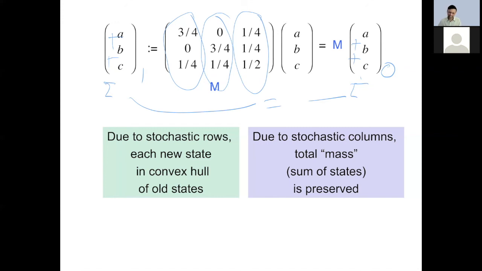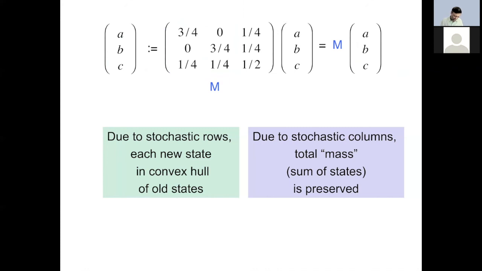Another way to say that is that the sum of the state variables at a given time, the mass of the system, is preserved because the columns are all stochastic. And this holds for any iteration. It holds from iteration 2 to 3, 3 to 4, which is to say the total mass of the system remains constant throughout the algorithm. And these values always remain in the convex hull.